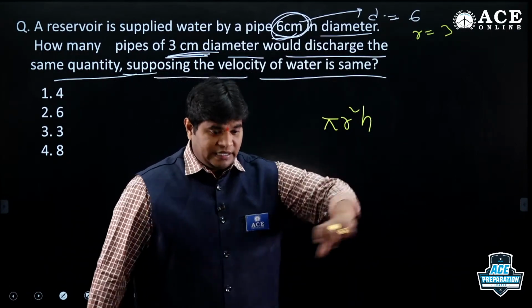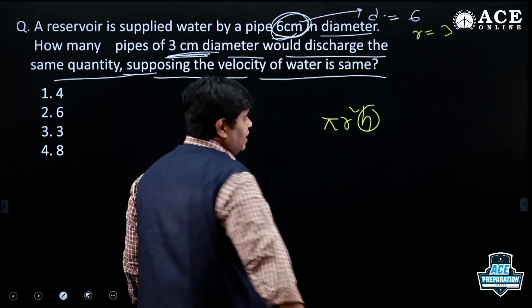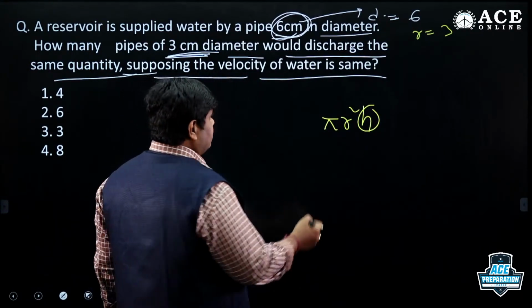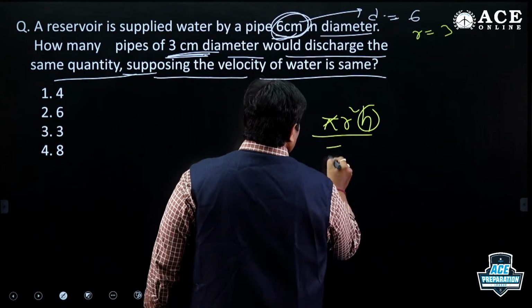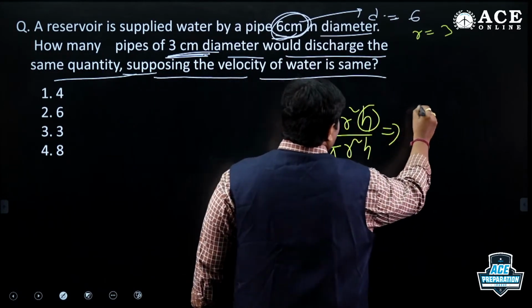It is a cylinder only. Pi R square H. The height is the same, 1 unit, so pi is also common. So here the radius is 3 into 3.